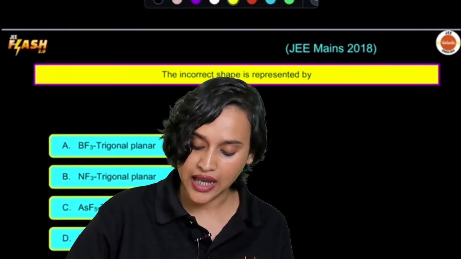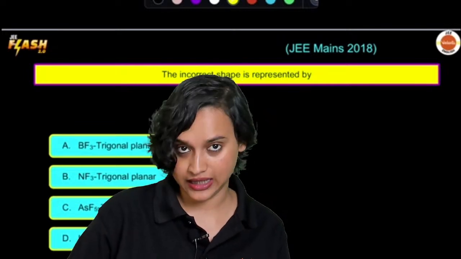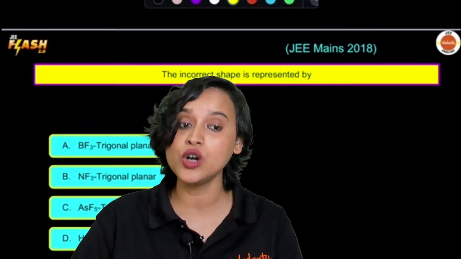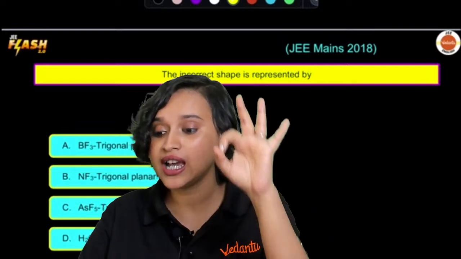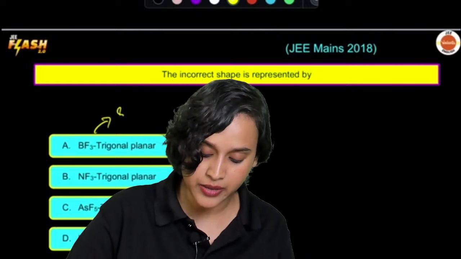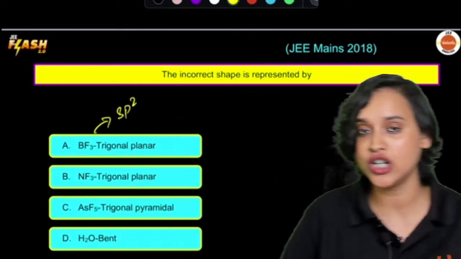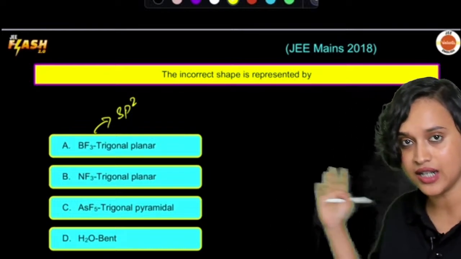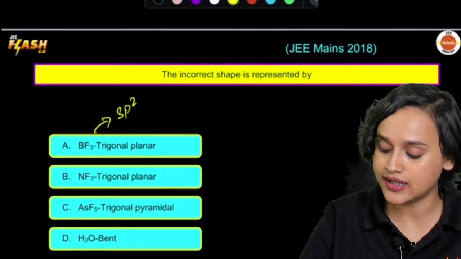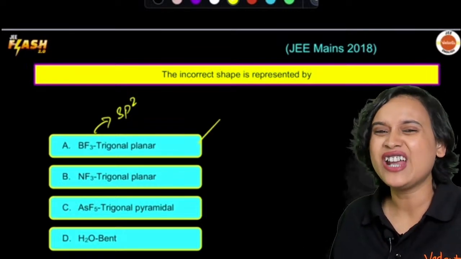BF3. For BF3, the surrounding atoms are 3. Boron anyway has 3 atoms. So this will be sp2 hybridization, and sp2 hybridization will have trigonal planar shape. This is definitely right. Now let's talk about NF3, guys.